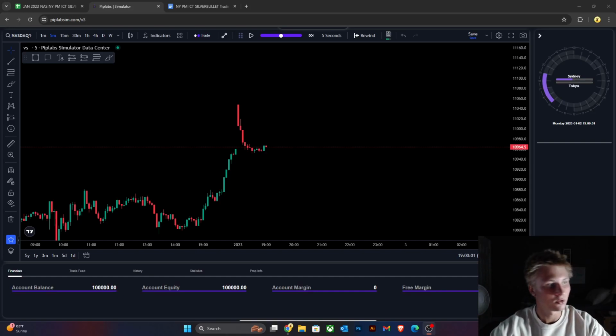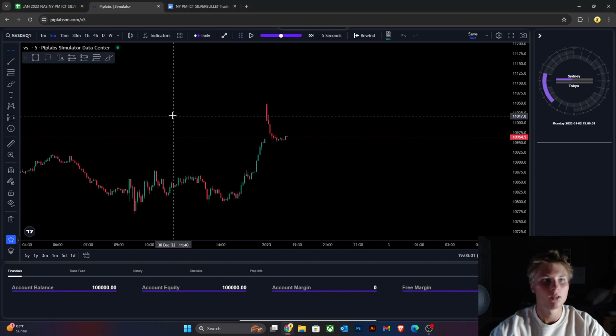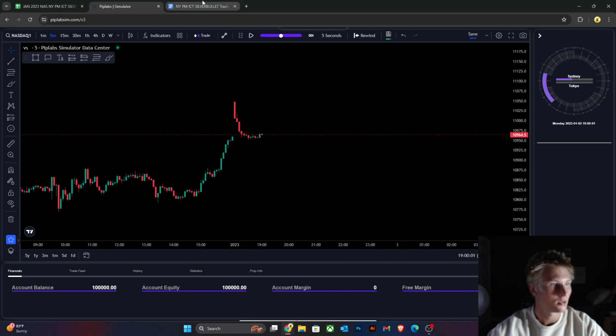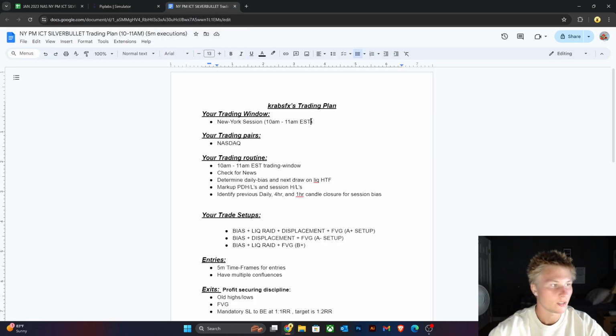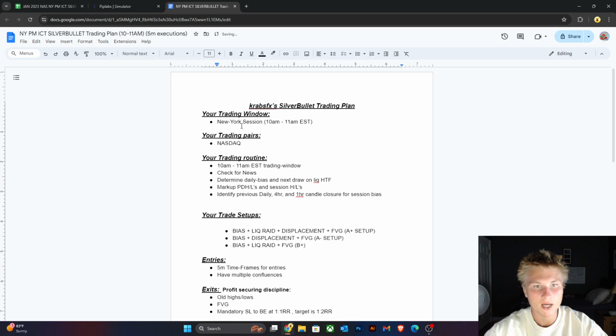Welcome back to KrabsLab. Today, we're going to be doing some backtesting, and what we're doing today is we're backtesting the ICT Silver Bullet, and here's pretty much the trading plan that I made for the strategy that I'm going to be backtesting.